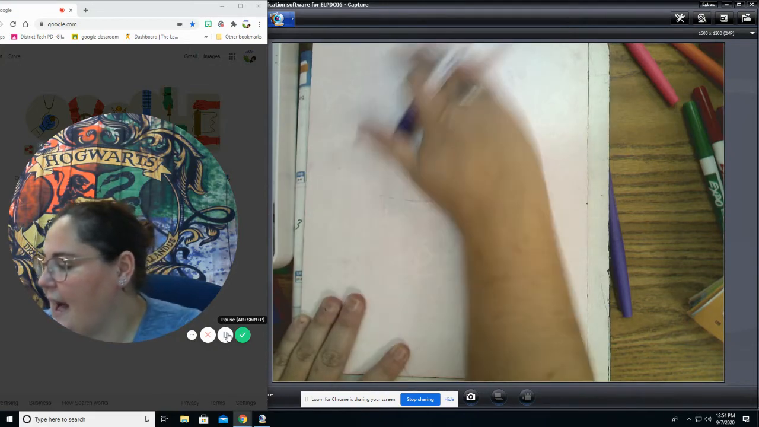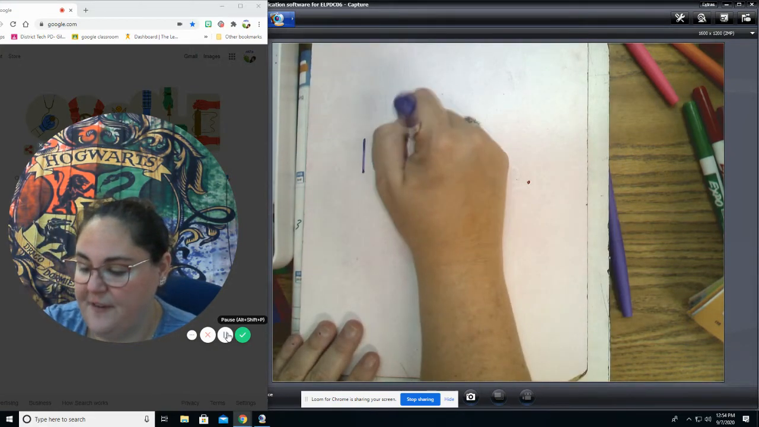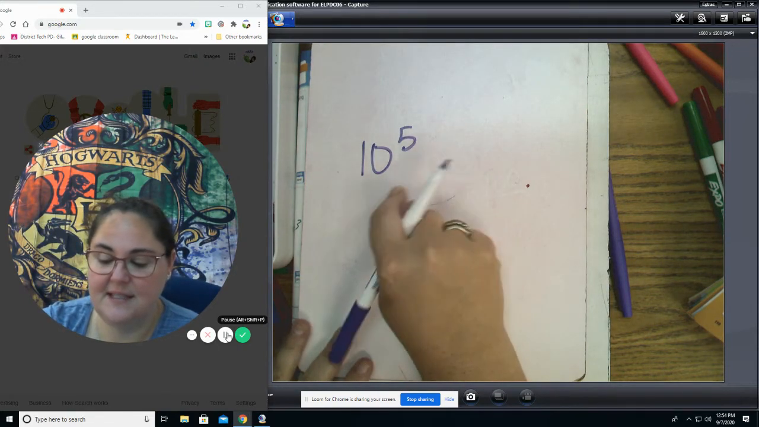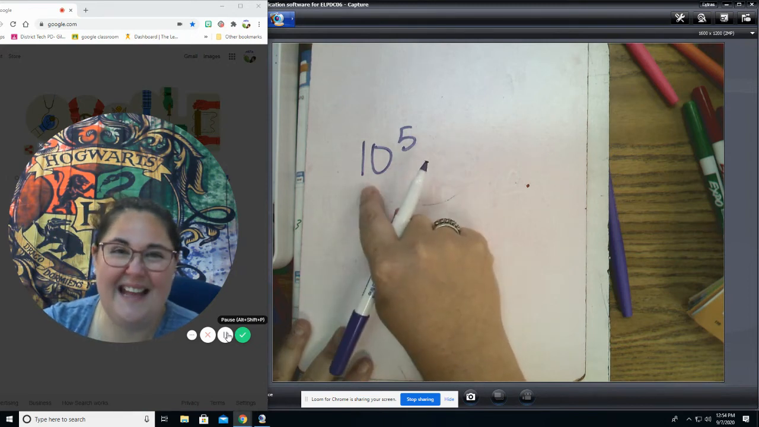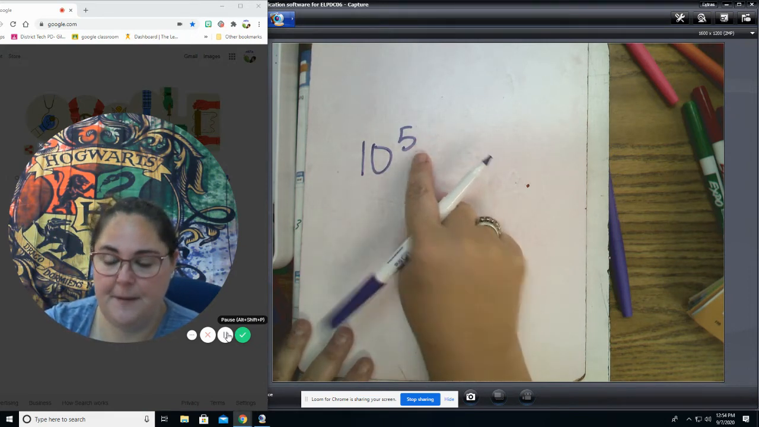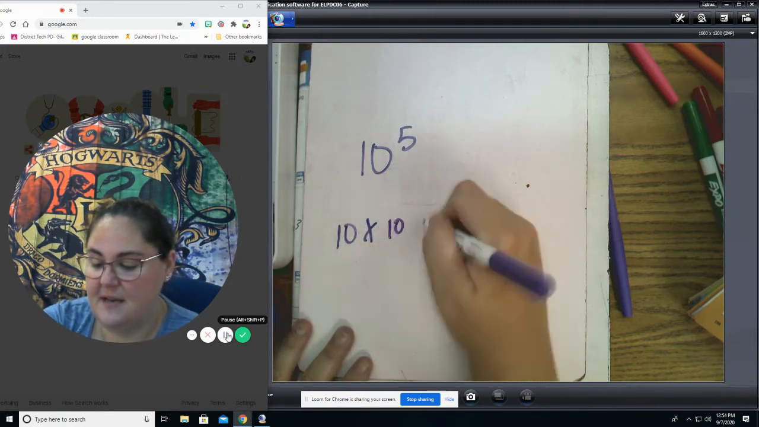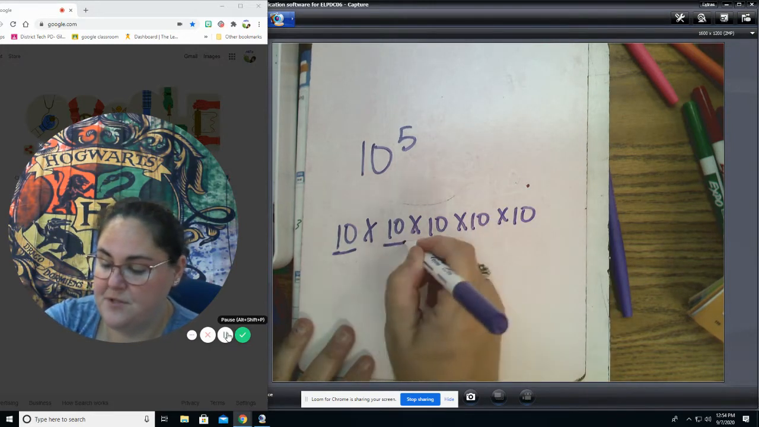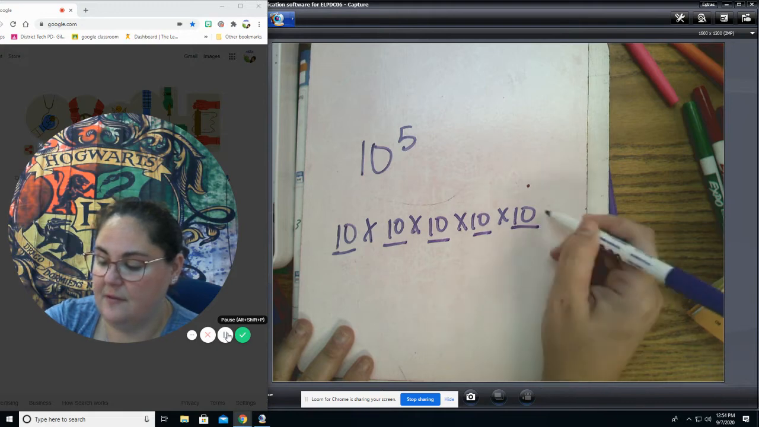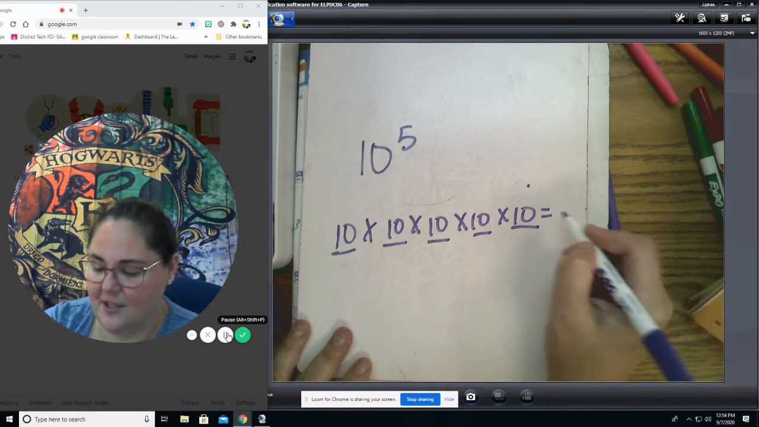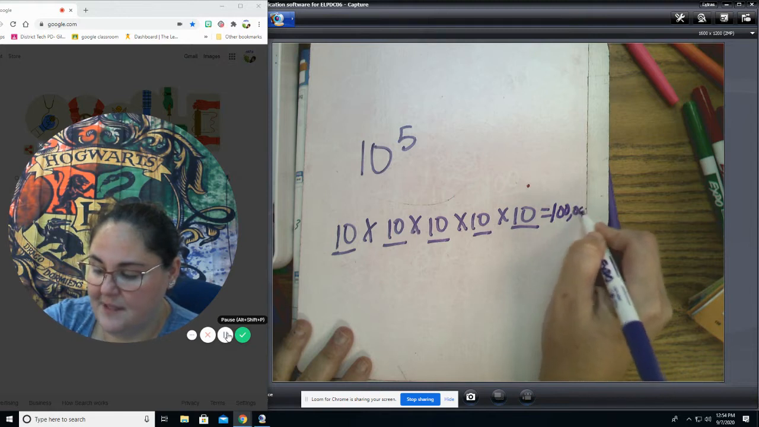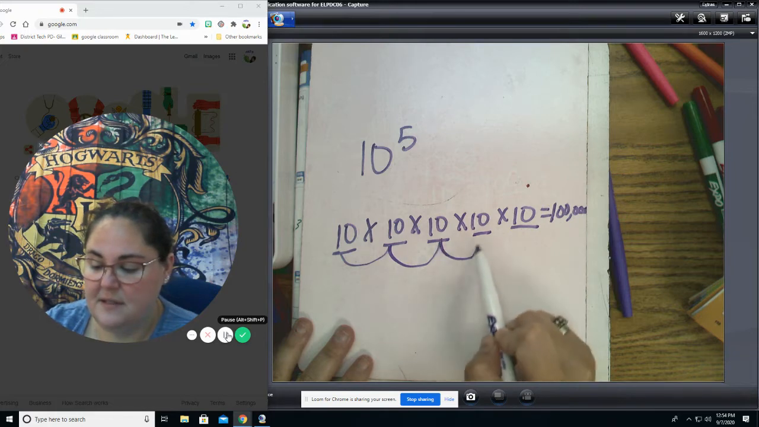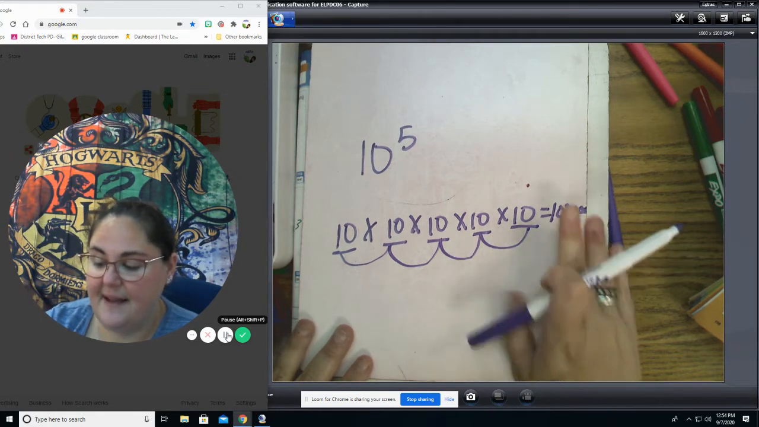All right, so I want you to think about the number 10 to the 5th power. So again, this is called an exponent. That means I'm going to do 10 times itself 5 times. So 10 times 10 times 10 times 10 times 10. So I have 1, 2, 3, 4, 5. And my answer is going to be 100,000. So 10 times 10 is 100, 1,000, 10,000, 100,000. That's how I got my final answer.